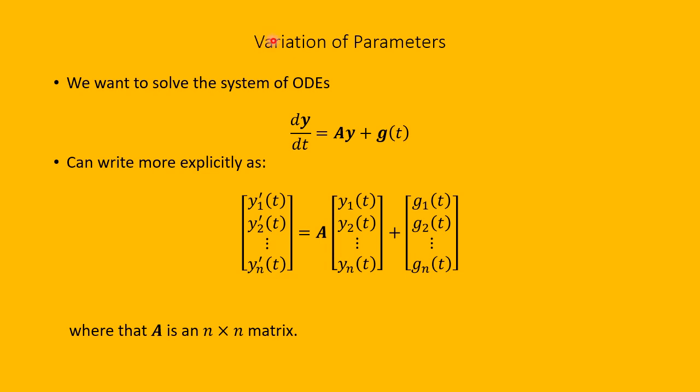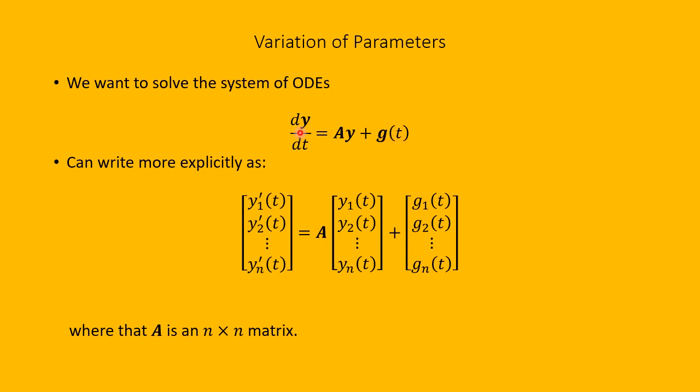So now we consider variation of parameters, the method for solving a system of non-homogeneous differential equations, such as this one. The derivative of y with respect to t equals A times y plus g of t. So remember that y is a column vector, and A here is an n by n matrix. g of t is also a column vector.